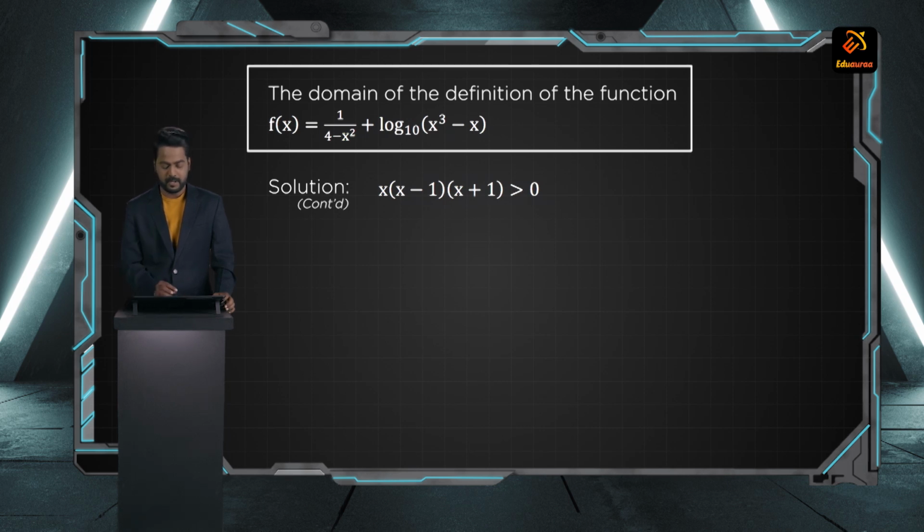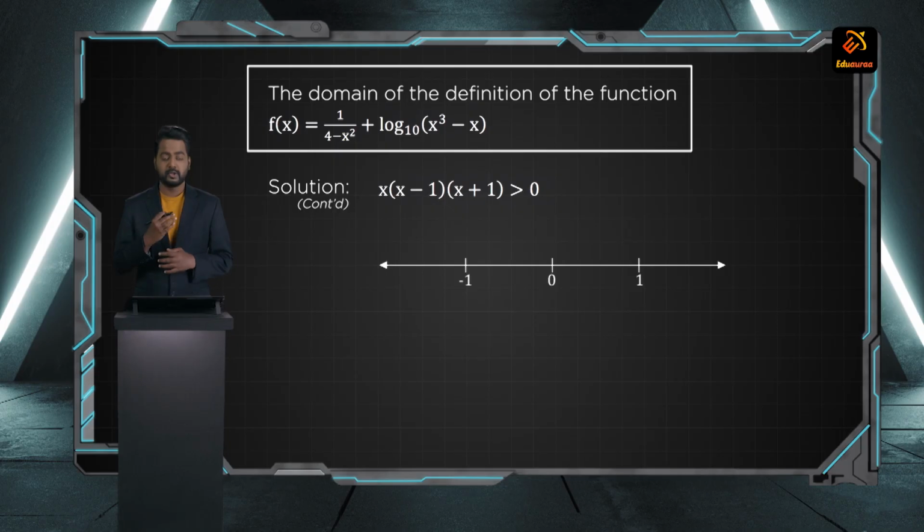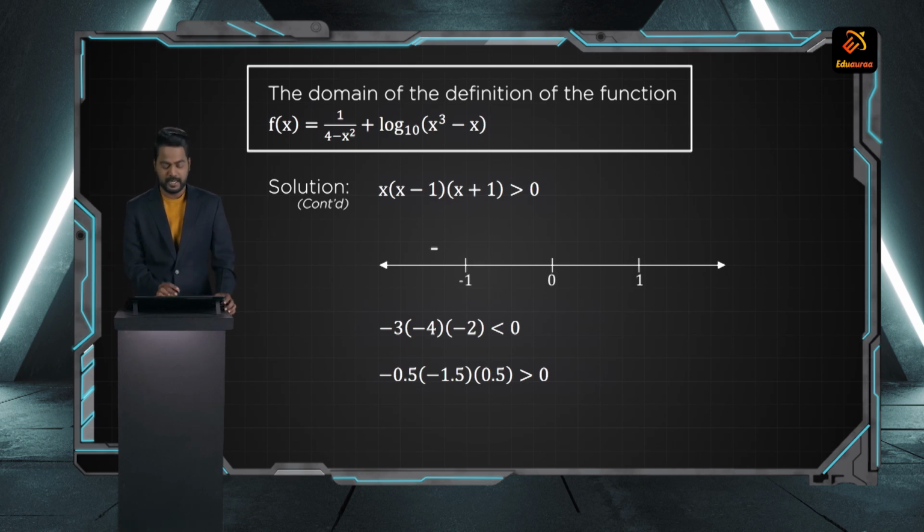So I will draw a number line for which it will be 0, minus 1 and 1. From the critical points we have to find whether it is greater than 0 or not. So the numbers before minus 1, that is minus 2, minus 3. If I substitute minus 3 in the equation, it will be minus 3 into minus 4 into minus 2. All the terms are negative. So if 3 terms are negative, the resultant will be negative, and negative is definitely less than 0. So for this it is negative.